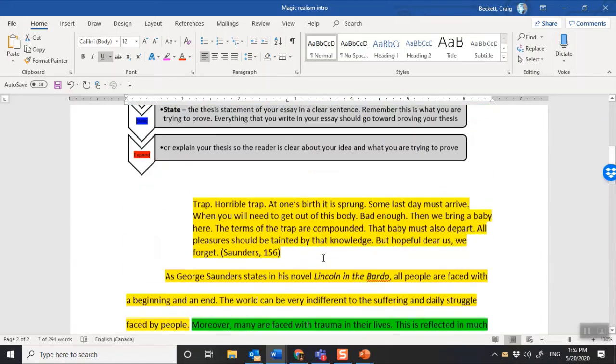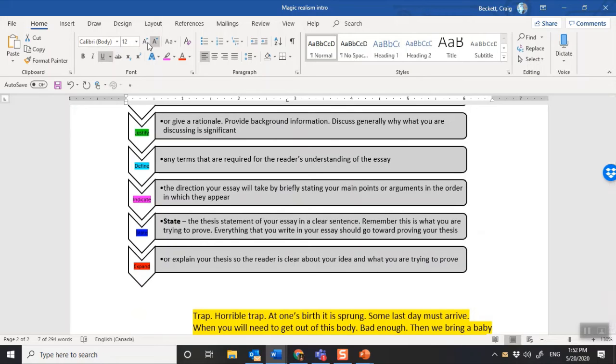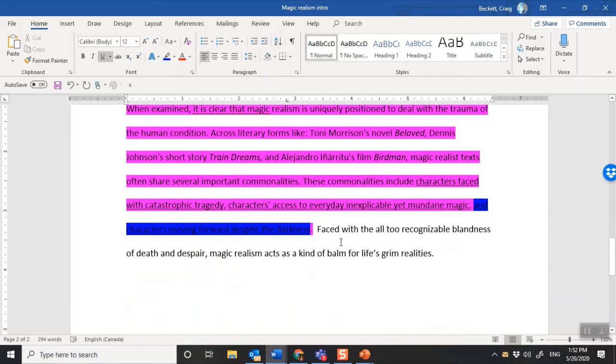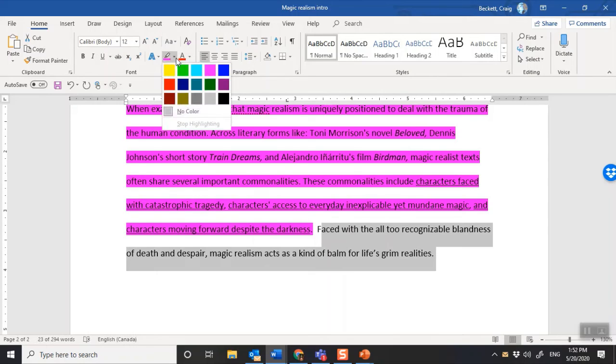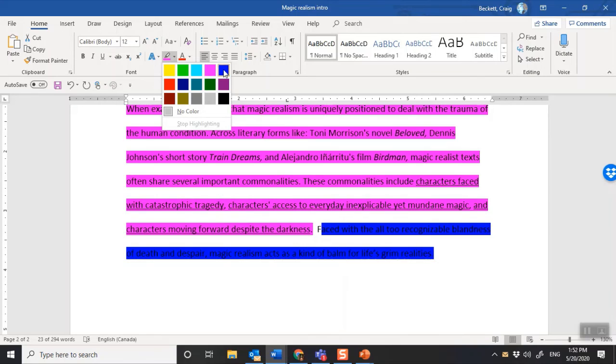So what's thesis again? Thesis is state. So we're going to get the dark blue out here, dark blue. Oh, that's still purple there. I made a boo-boo. So go back to purple here. And then, faced with the all too recognizable blandness of death and despair, magic realism acts as a kind of balm for life's grim realities. This is a downer essay, whoever's writing this. This is a total downer. But the good thing is we figured all the parts out.